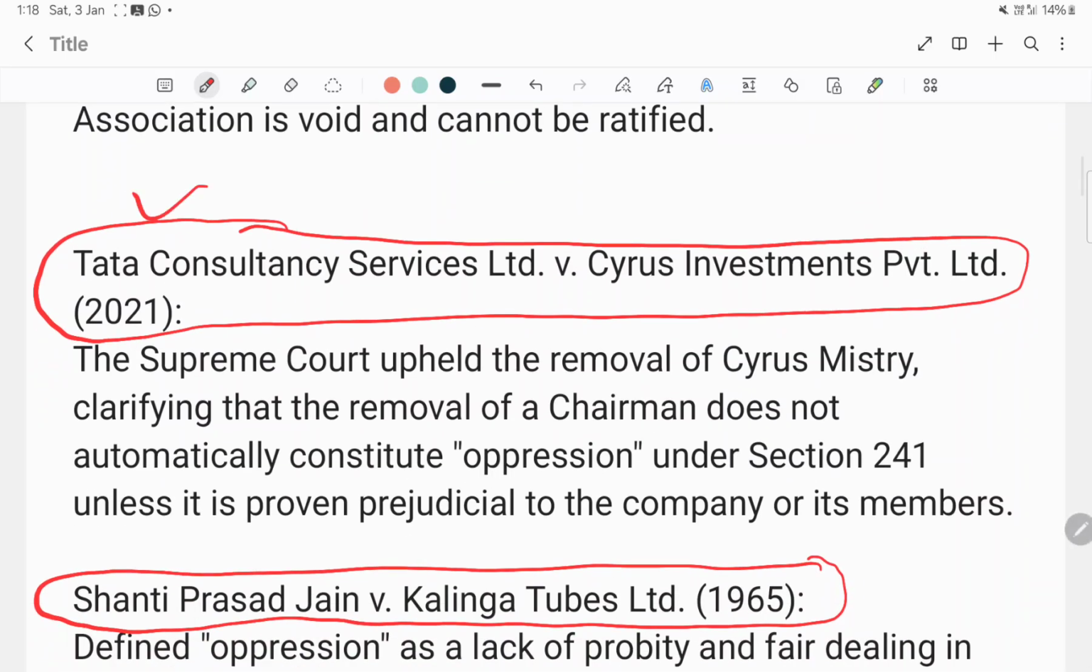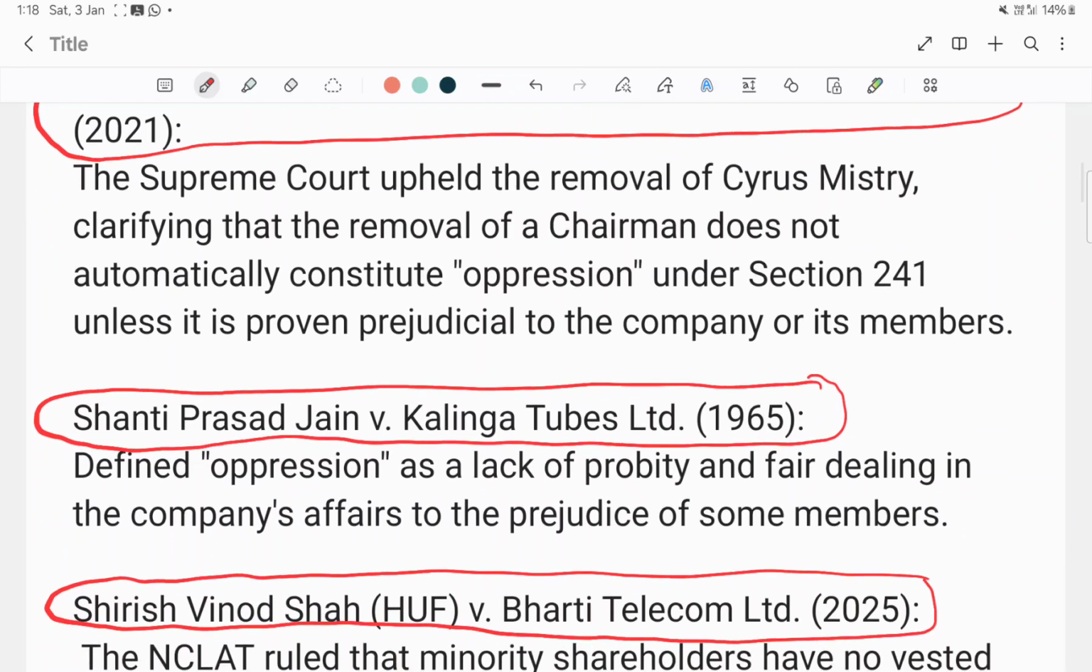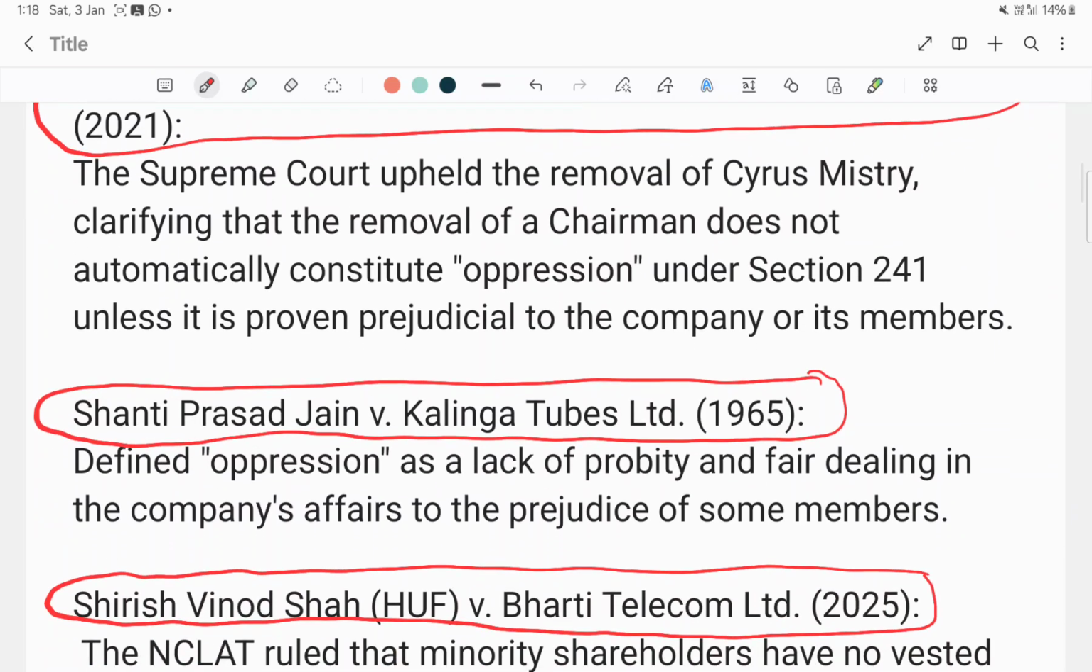A latest case is Tata Consultancy Services Limited versus Cyrus Investments Private Limited. In this case, the Supreme Court says that the removal of a chairman does not automatically constitute oppression under Section 241 unless it is proven to be prejudicial to the company or its members.